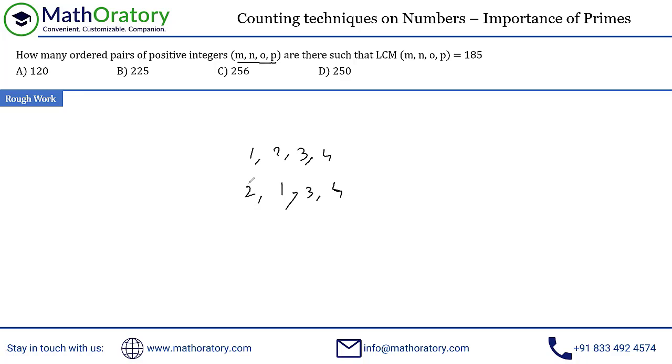So for ordered, by the way, this should not be pairs. By the way, ordered quadruplets or something. Ordered solutions of positive integers, that should be the terminology. So ordered solutions of positive integers m, n, o, p. So both 1, 2, 3, 4 and 2, 1, 3, 4 are acceptable. So you should be able to count it.